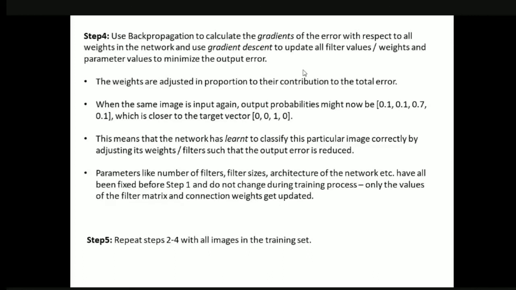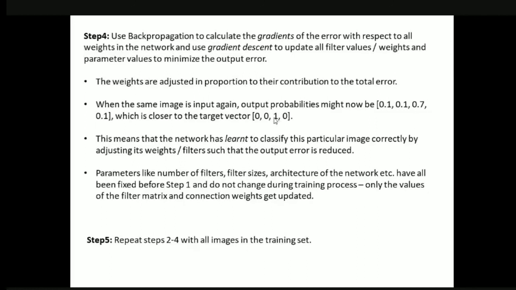Here the weights are adjusted in proportion to their contribution to the total error. That is, for the first iteration, if the error is some 0.5, for the second iteration it will be some 0.45 or 0.4. So according to the proportion of the contribution to the total error, the weights will be adjusted. Now for the second iteration, if you give the same image as input, the output vector is 0.1, 0.1, 0.7, and 0.1, which is somewhat closer to the target value 0, 0, 1, 0, right? The 0.7 is somewhat closer to 1.